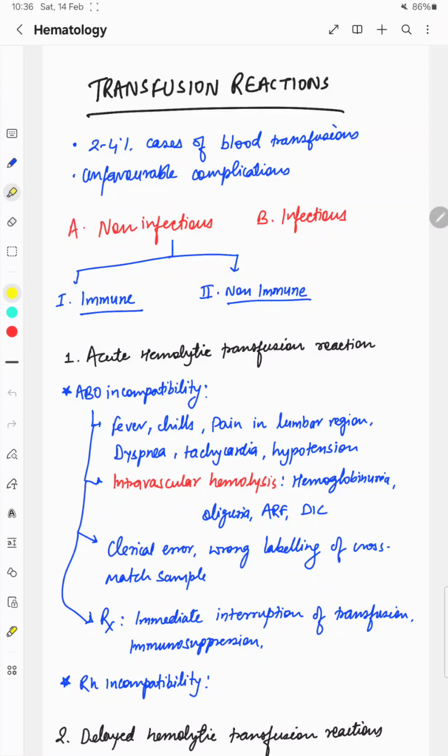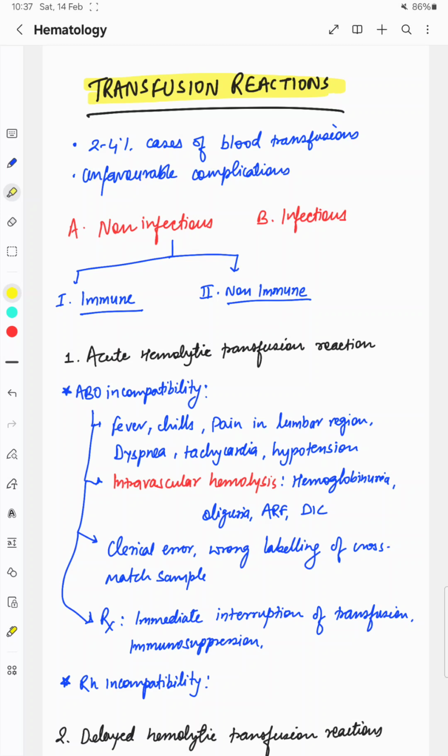Hello everyone, in this video we discuss transfusion reactions. To prevent these transfusion reactions, we need to carry out certain tests like cross match, minor and major cross match, and check the proper details of the patient and the blood unit we are going to transfuse. So 2 to 4% of cases of blood transfusion show these transfusion reactions.